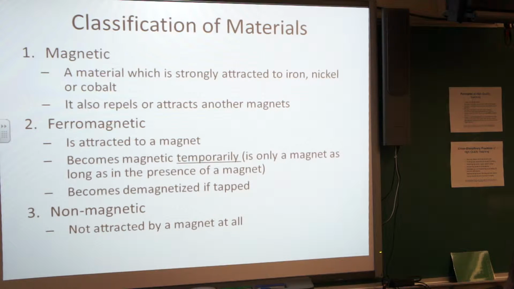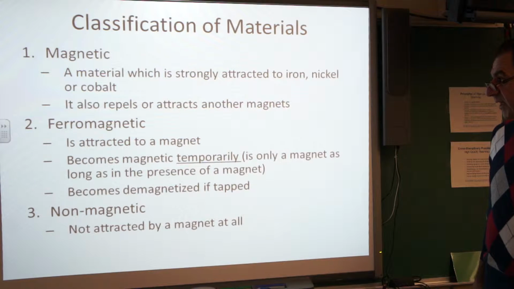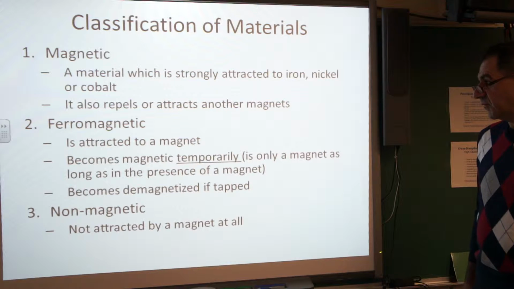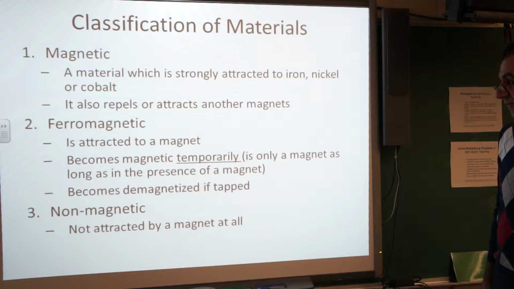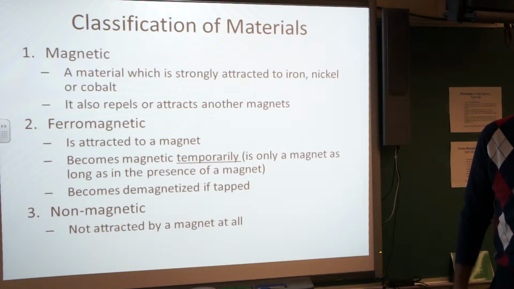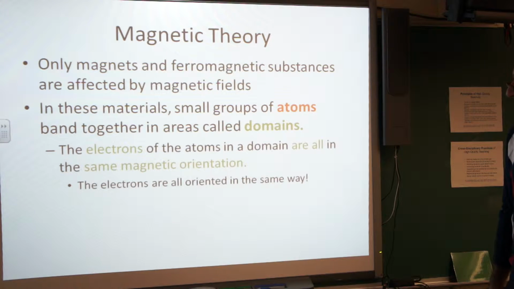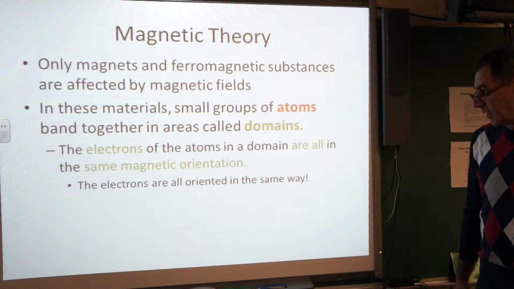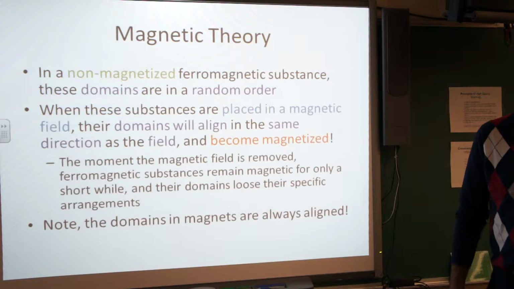By classification of materials, if it's magnetic, it's a material which is strongly attracted to iron, nickel, or cobalt, which also repels or attracts other magnets. If a substance is ferromagnetic, it is attracted to a magnet, becomes magnetic temporarily, and becomes demagnetized if tapped. Non-magnetic means that it's not attracted by a magnet at all. In theory, only magnets and ferromagnetic substances are affected by magnetic fields.